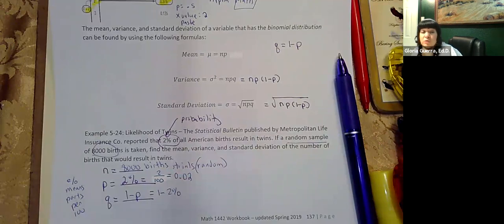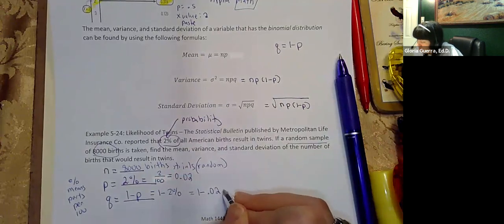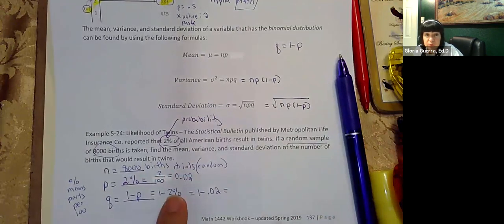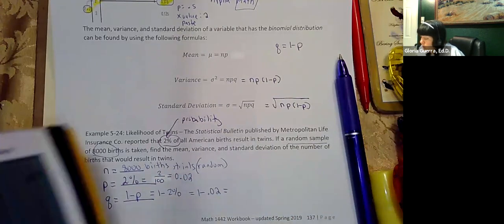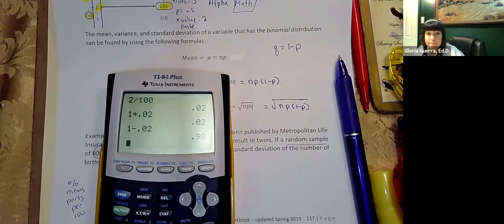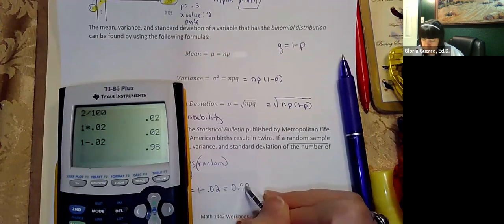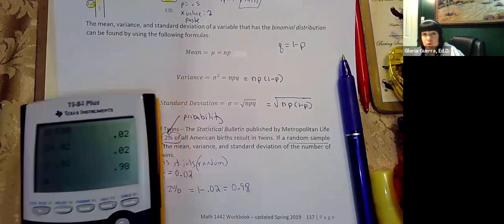you need to have the same units. So actually, I'm going to say 1 minus 0.02 because I need the same units. This is a percentage, this is a counting number. So I'm going to do 1 minus 0.02. And 1 minus 0.02 is 0.98. Okay, and then that way we're ready to go.